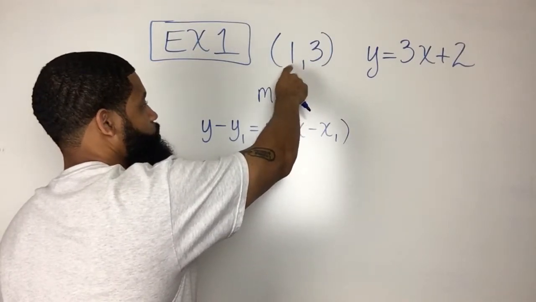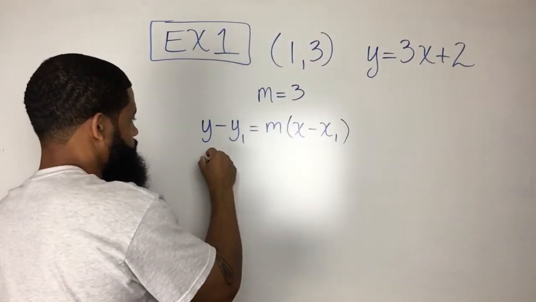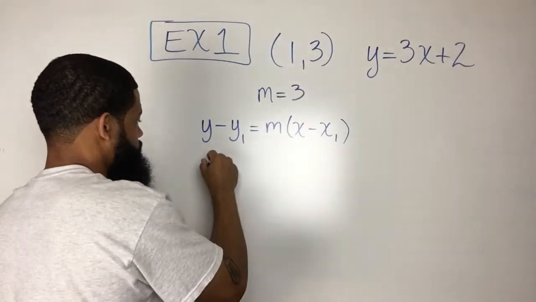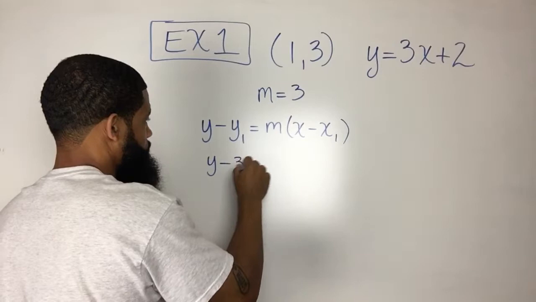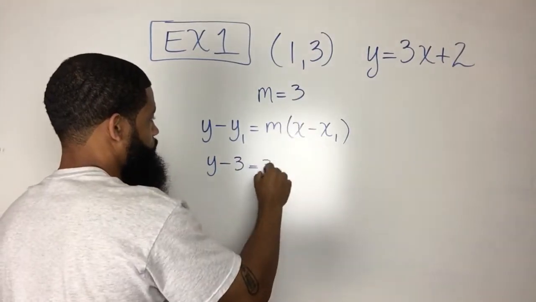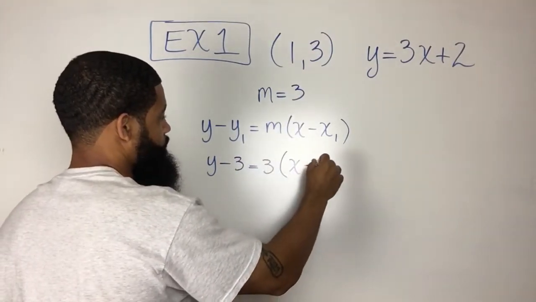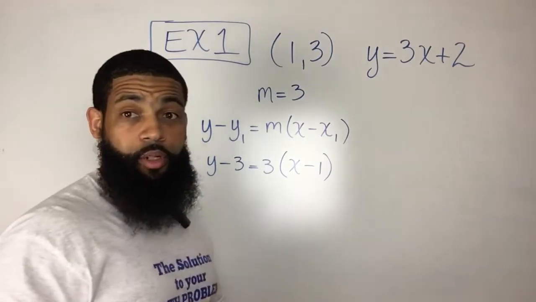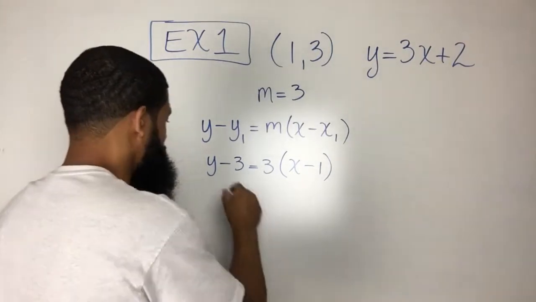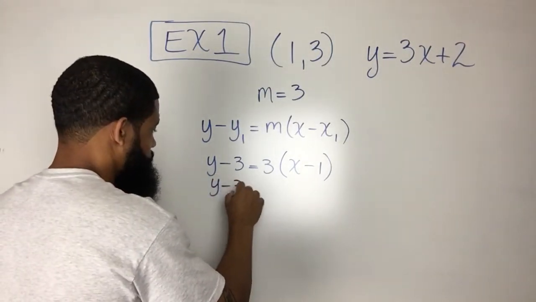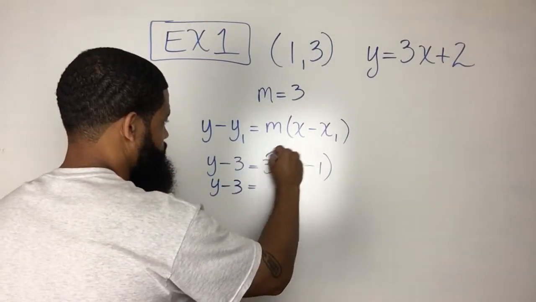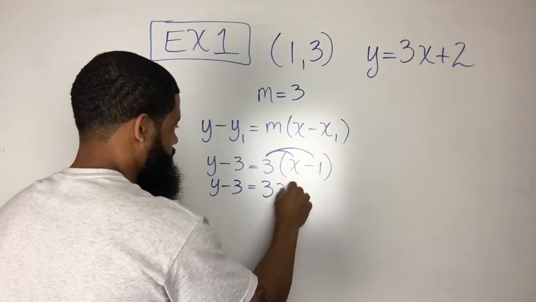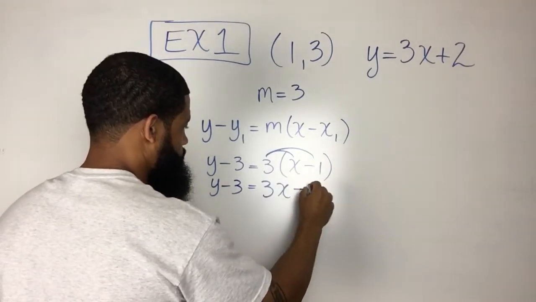So this is going to be x1. That's going to be y1. So I'm going to substitute these values. So I'm going to say y minus 3 equals 3 times x minus 1. And basically from here, I'm going to solve for y. So y minus 3 equals, we're going to distribute this right here, 3x minus 3 times 1, which is 3.